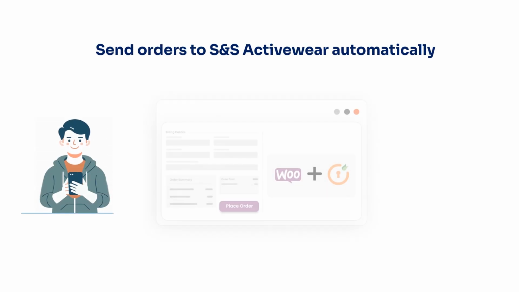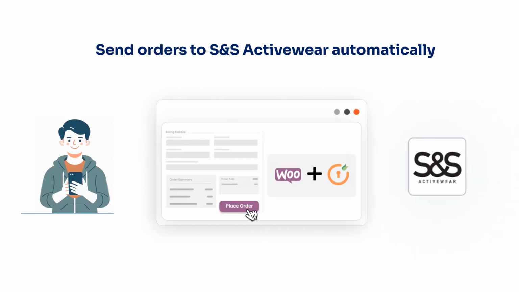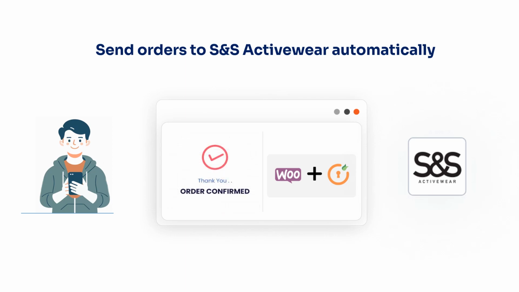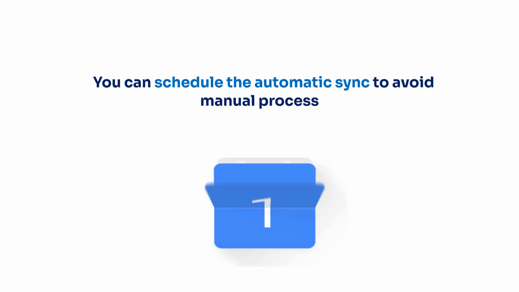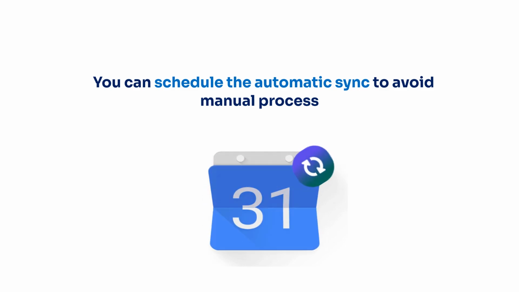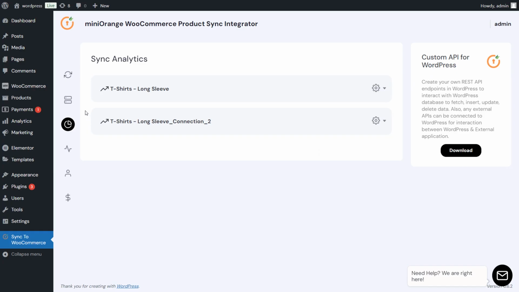With our plugin, you can sync orders from your WooCommerce store to the S&S Activewear. When a user places an order on your store, the order details can be sent to S&S Activewear automatically to fulfill it. You can schedule the automatic sync to avoid manual process. Let's go to Sync tab and edit any connection.